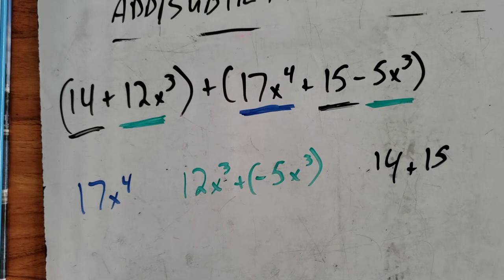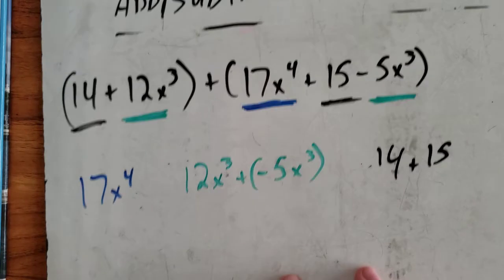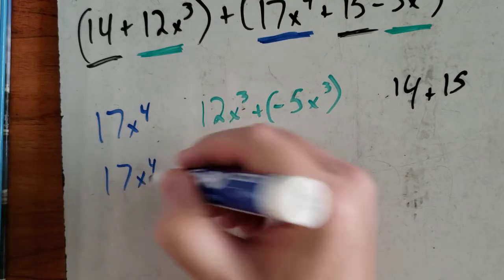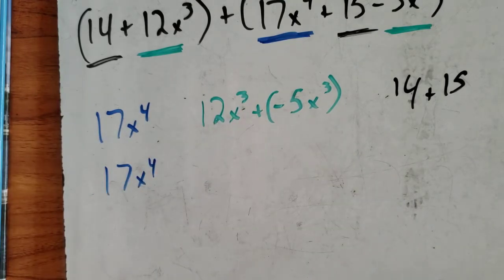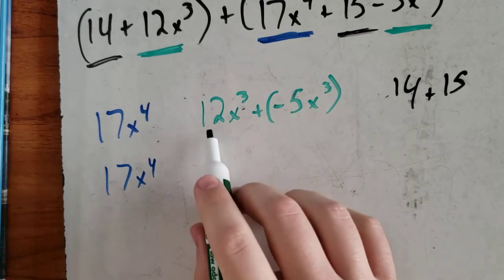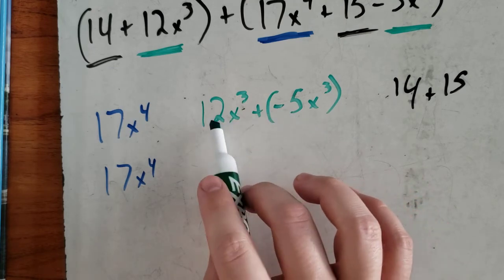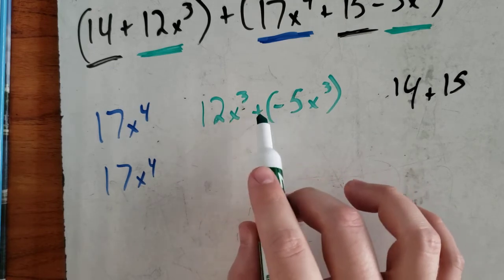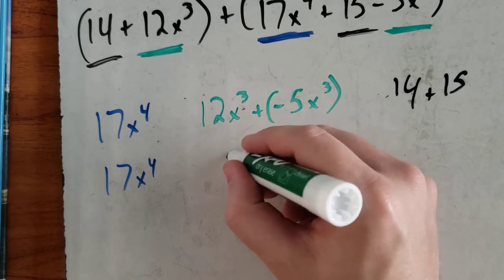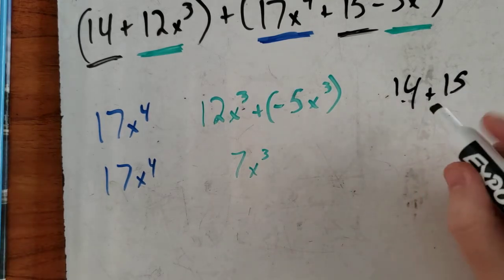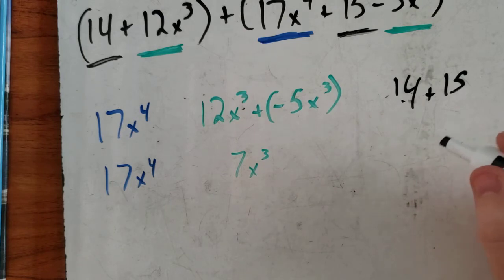Now, let's do the math where we can. Our first term, 17x to the fourth, no math involved. We can just bring it down the way it is. Our second term, we have 12x to the third plus negative 5x to the third. So do the math of the big numbers. 12 plus negative 5, or 12 minus 5. That gives us 7x to the third. And lastly, our numbers by themselves with no letters, 14 plus 15. Add them up and we get 29.